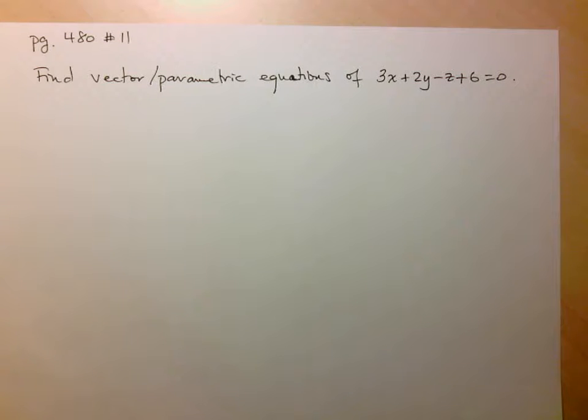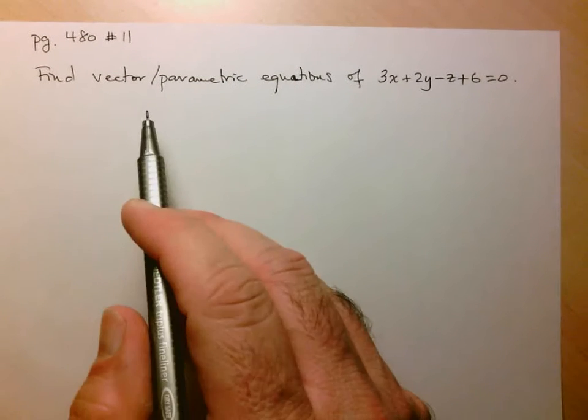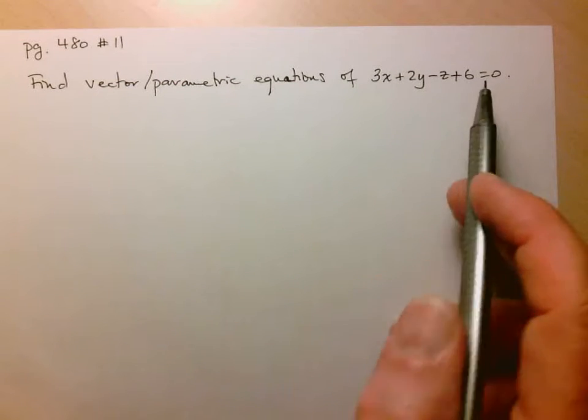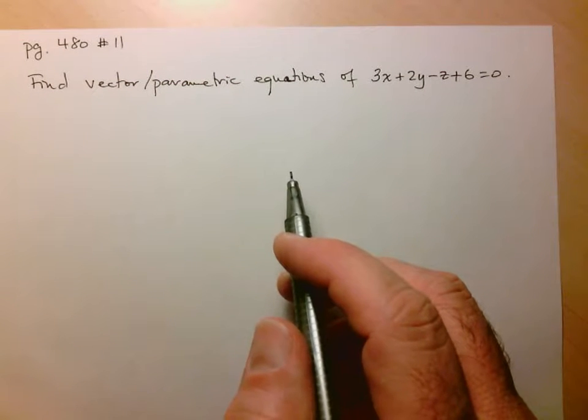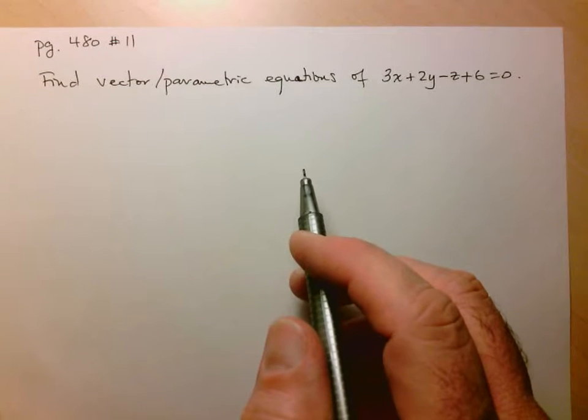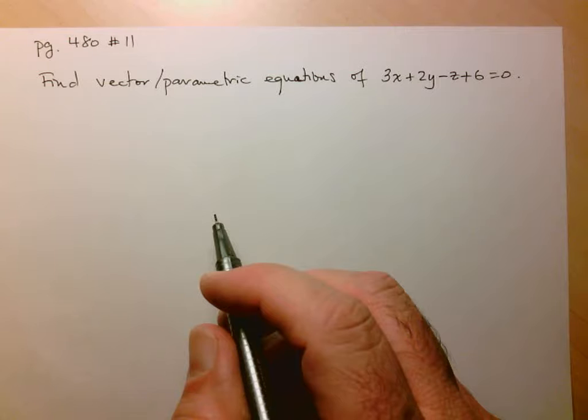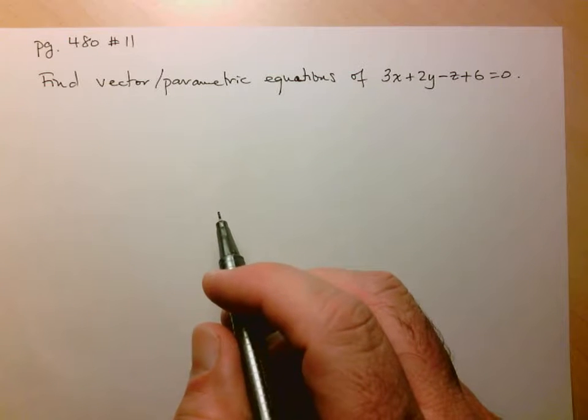Hi folks, this is number 11 from page 480 from the Unit 7 assignment. Here they're asking us to find the vector and parametric equations of this plane given in Cartesian form. In order to get the vector and parametric equation, we know we need two direction vectors and a point on the plane.